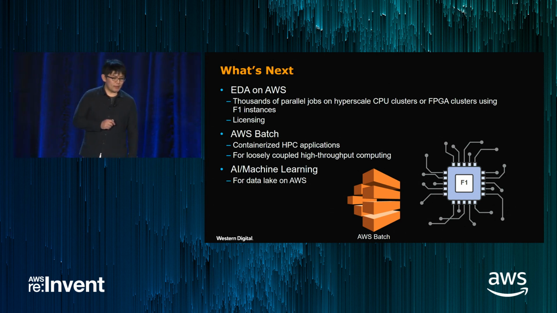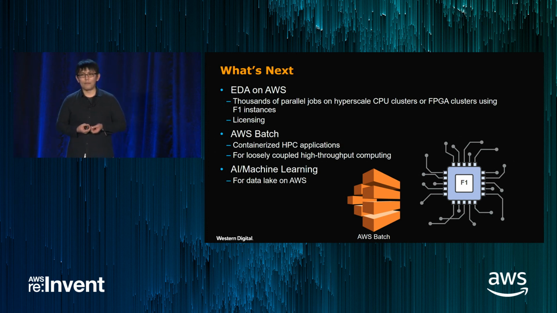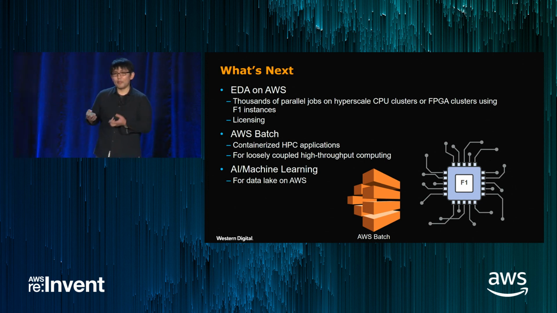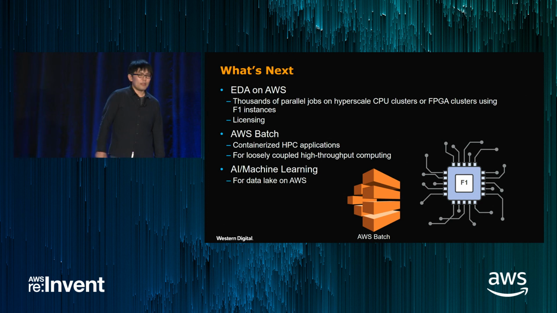Next one is AWS Batch. I really love this service. We can set up a Docker cluster by executing a few simple commands. And we don't need to configure and manage a bunch of EC2 instances anymore. So I'd like to expand the AWS Batch usage in Western Digital.